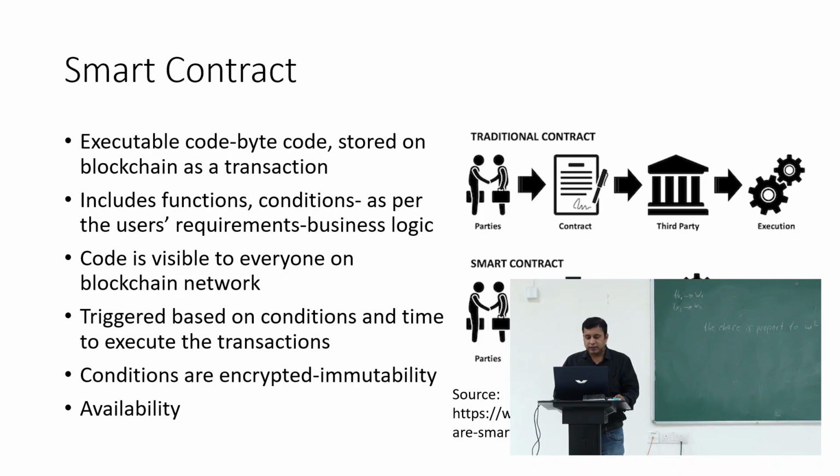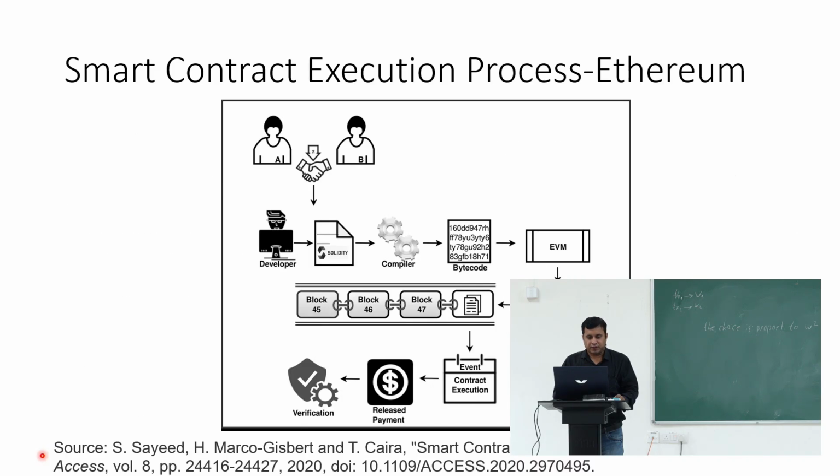If you see the right side of these smart contracts, two parties are meeting and the contract is uploaded on the blockchain and the execution is taking place. There is no intermediary between these two parties. So obviously it will reduce the intermediary cost also.